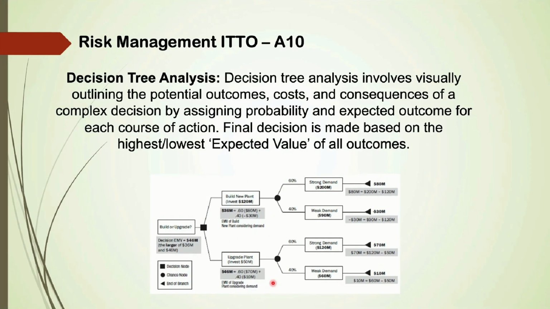Answer: decision tree analysis. Decision tree analysis involves visually outlining the potential outcomes, costs, and consequences of a complex decision by assigning probability and expected outcome for each course of action. I have attached a picture of a decision tree as well in the slide.